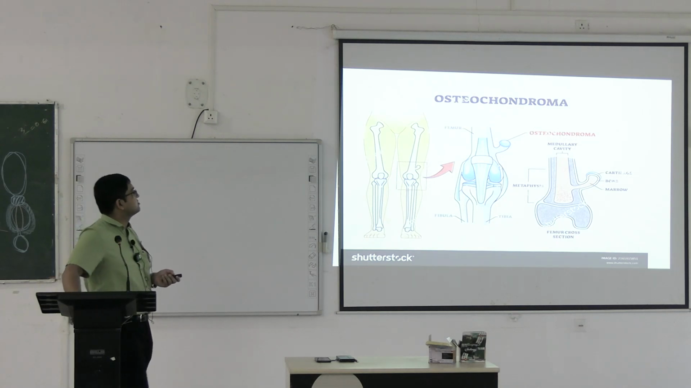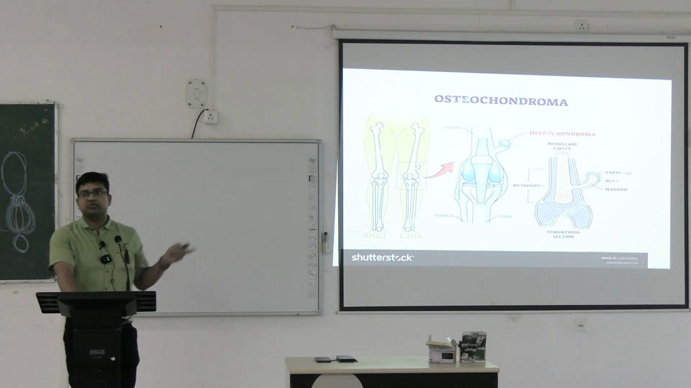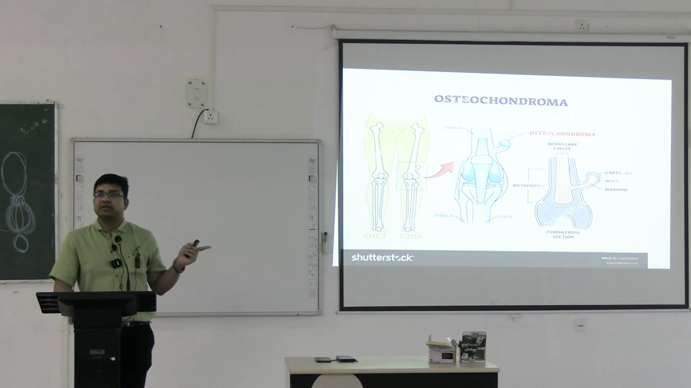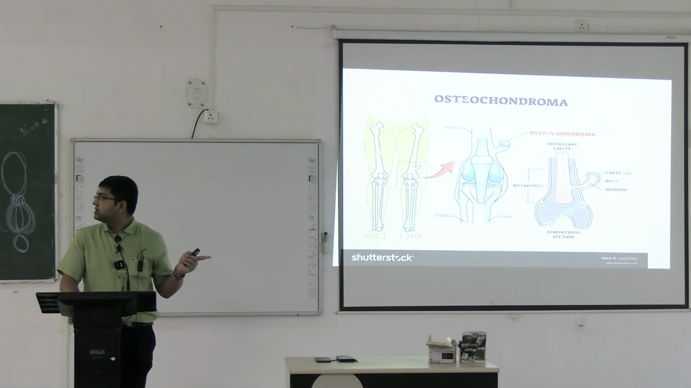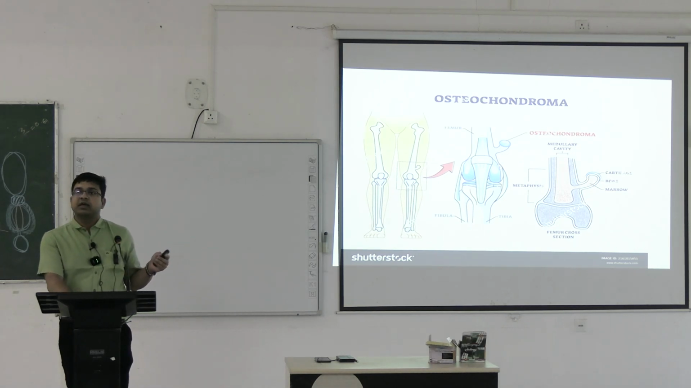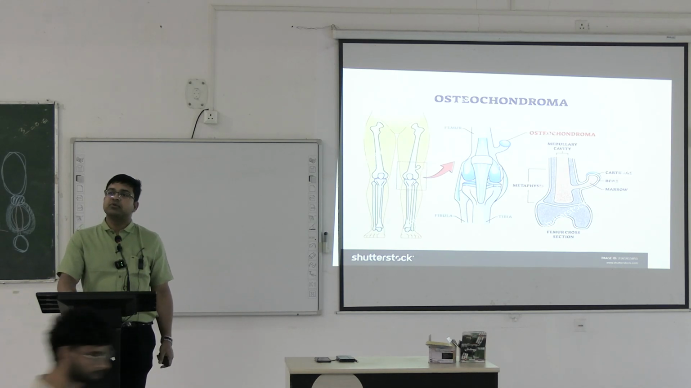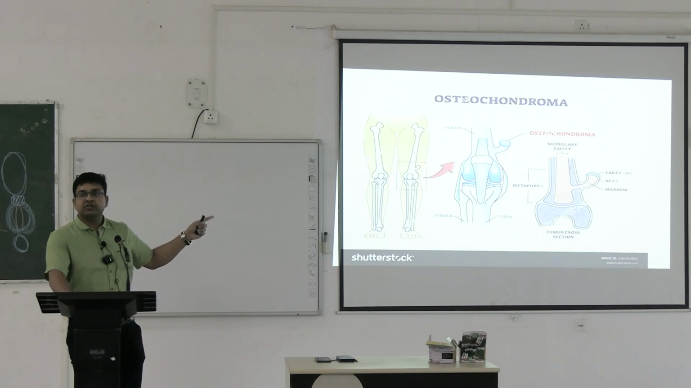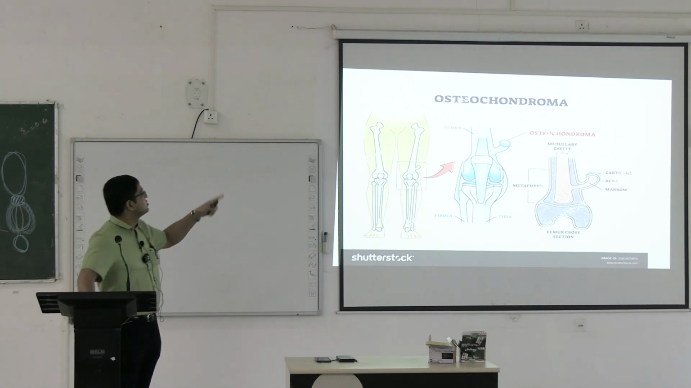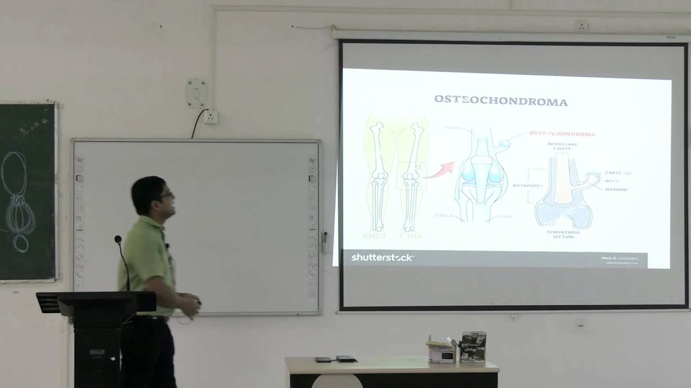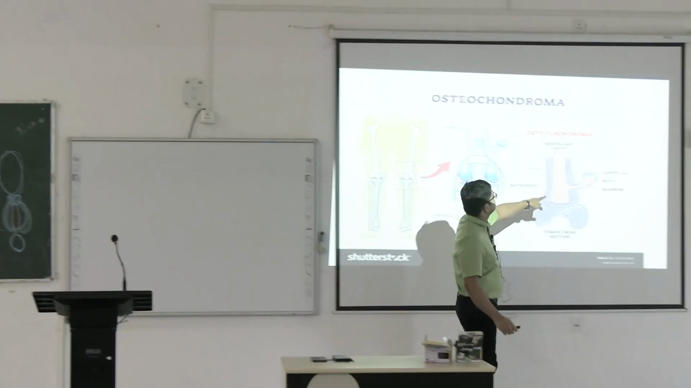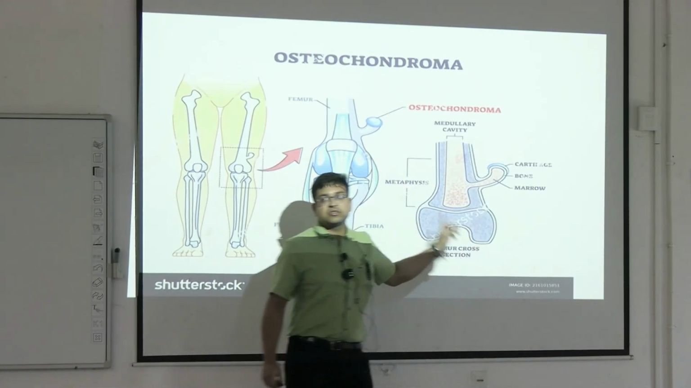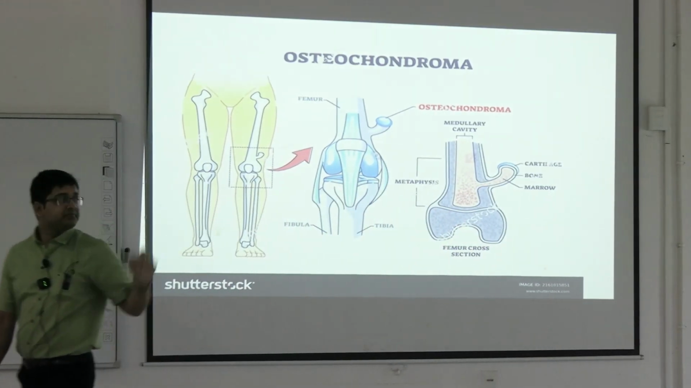So this is the osteochondroma, or exostosis. You see the growth starts near the growth plate. As the longitudinal growth of the bone occurs, it moves towards the diaphysis. So the exostosis always points towards the diaphyseal region. And you see in exostosis, the medullary cavity and the cortex are continuous with its mother bone, or parent bone.